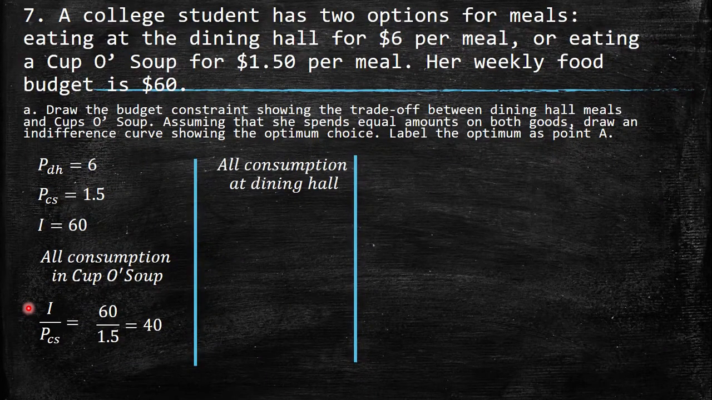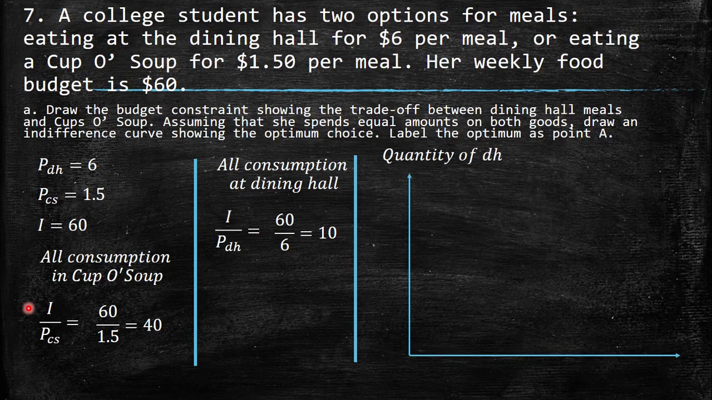Now imagine that you consume just at the dining hall. Then you have the income over the price of the dining hall. Then you have 60 over 6. Then you can eat 10 times at the dining hall.